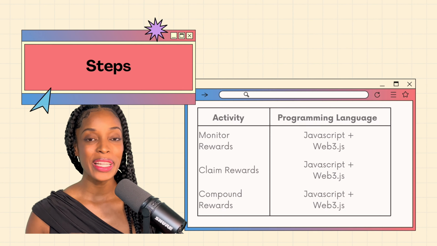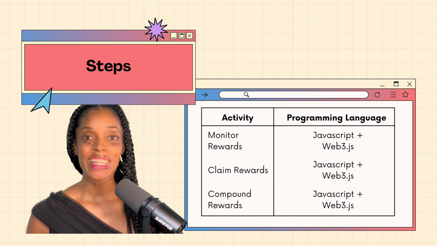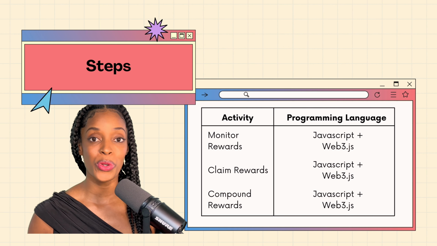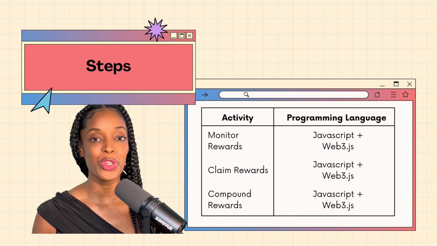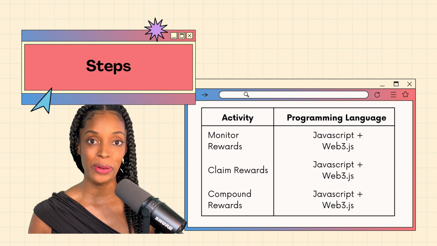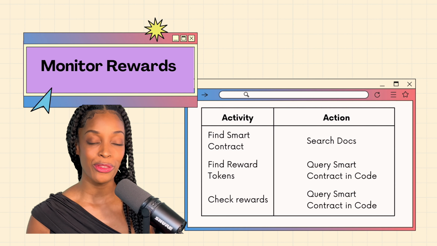So before we jump into the code, I'm going to explain the structure of the code so that you are very clear on what we're doing. So the steps required are monitoring the rewards, which is checking to see how much rewards you have, actually claiming those rewards, and then depositing it into Aave so that those rewards can compound. These steps are going to show you how to do it from scratch, so you can use this for any DeFi protocol that you like.